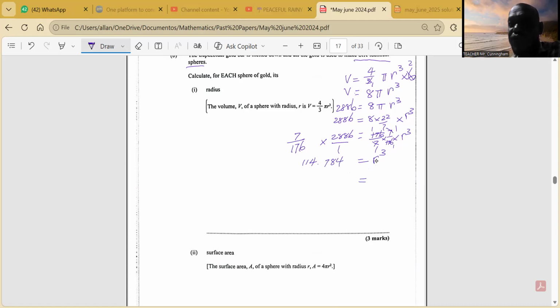How do I remove r to the 3rd and make it r? What do I make this into? Anybody knows? It's not square root. Cube root. It is cube root. So, let me see if I look at that on our calculator. If you don't have cube root, you're in trouble.